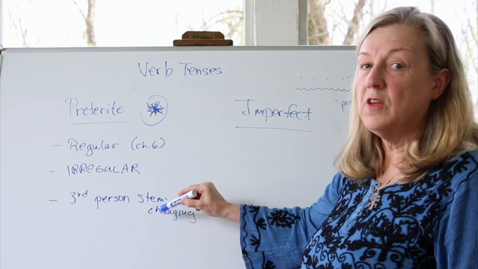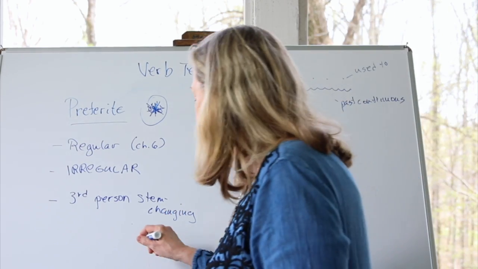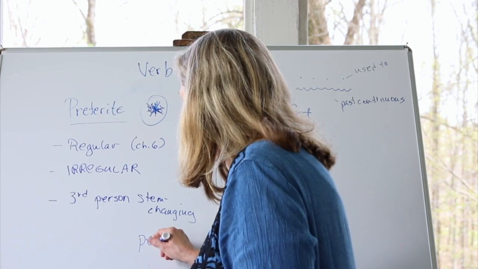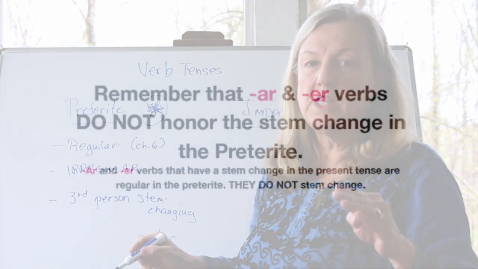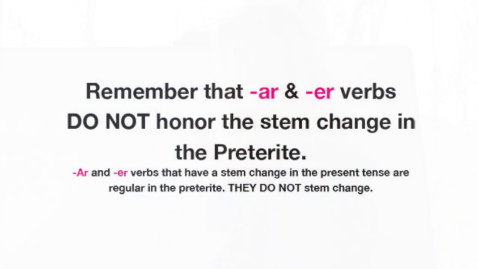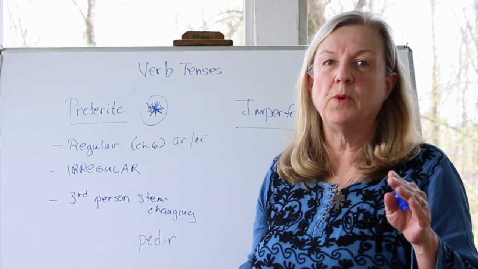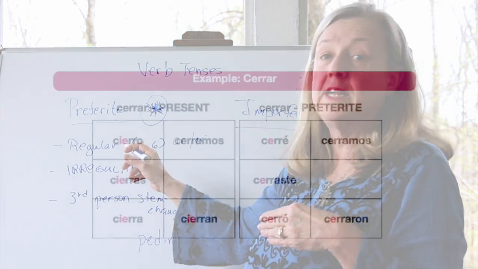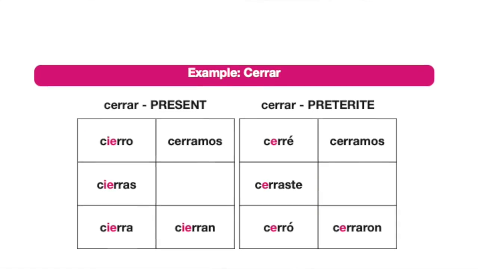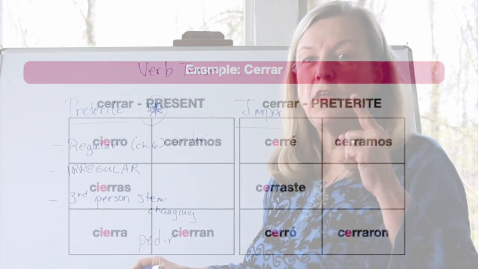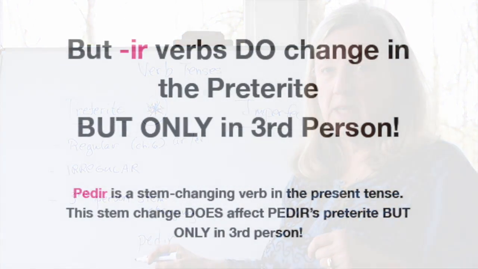Right? Now there's this other strange little thing. It's called third person stem change. And let's use pedir for an example. So for regular verbs, there's no such thing as a stem change for AR and ER. See? So I just ignore it. If it had a stem change in the present, I just ignore it for the preterite, and I just use those boxes. But in IR, if there's a stem change, you're going to honor it, but only in the third person. It's the most bizarre rule. Third person only gets a stem change.